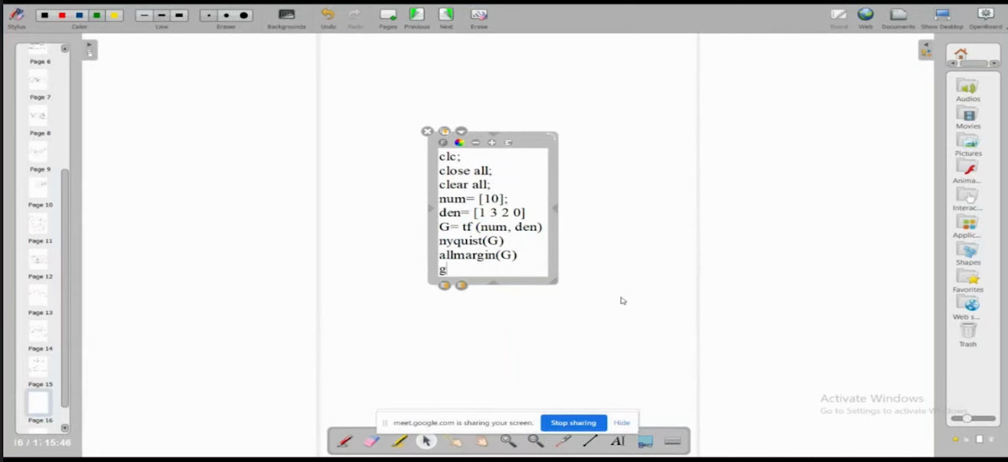This has to be used before the plot. Use all margin. Yes, ma'am. The same all margin command. Which one should I use? You see the crossover, and whatever you calculate, check whether you are getting the same value or not, and we will find out the request plot. Okay.